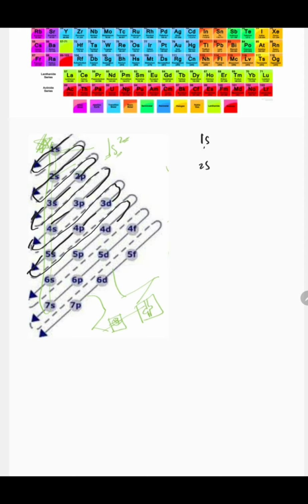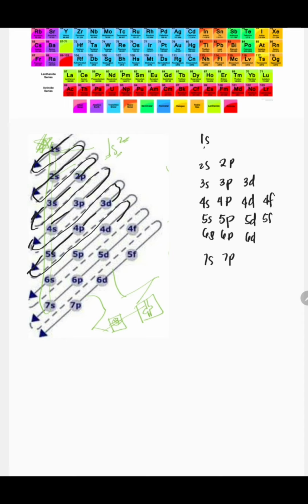1S, 2S, 3S, 4S, 5S, 6S, 7S. And then 2P, 3P, 4P, 5P, 6P, 7P. And then 3D, 4D, 5D, 6D. Okay, there is no 7D. And then 4F and then 5F.